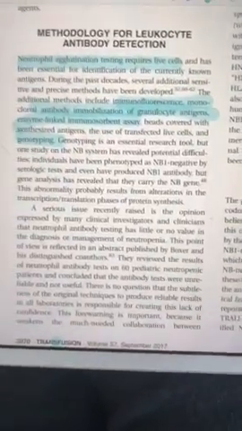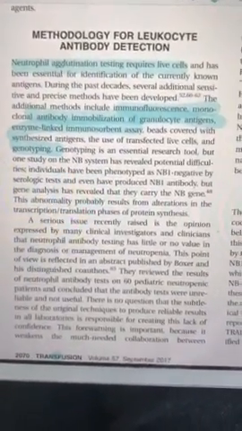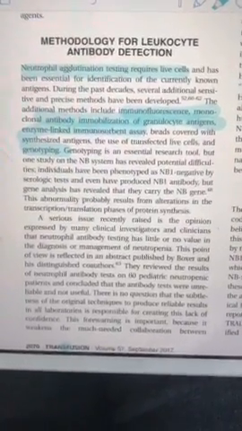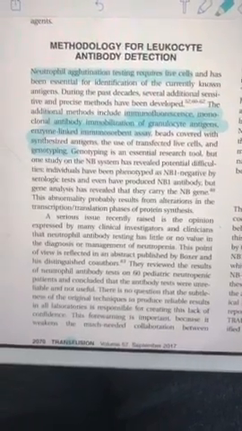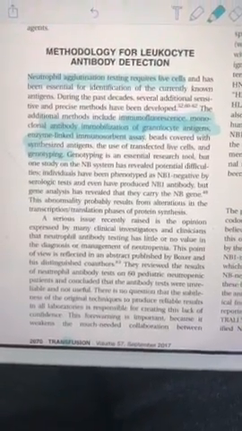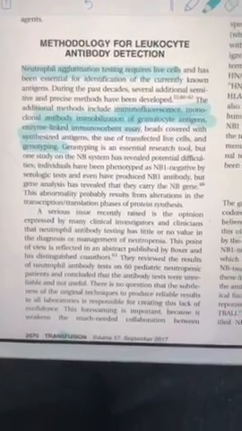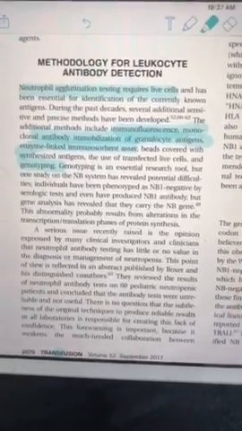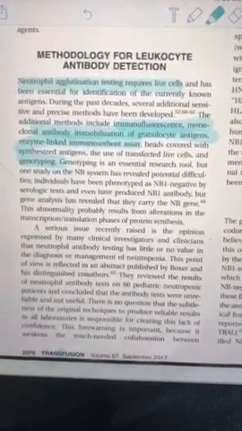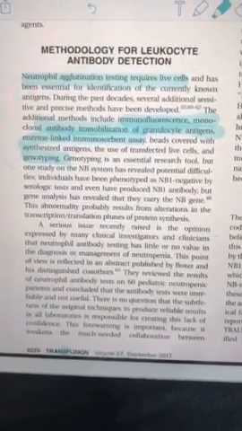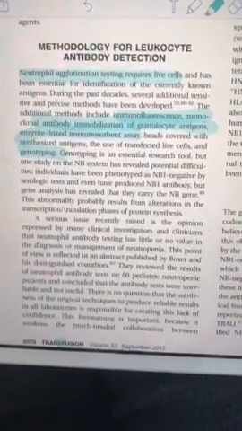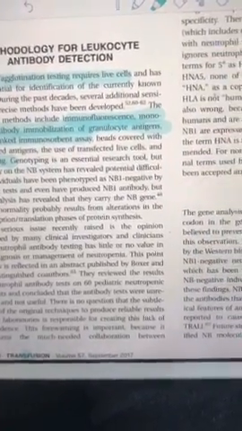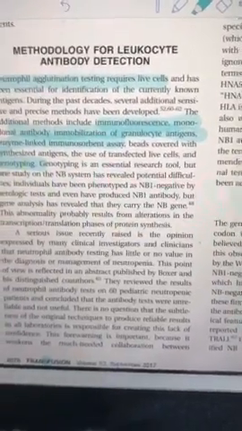Okay, I'm going to talk about the methodology for leukocyte antibody detection. In other words, the testing in the lab that we do to discover neutrophil antigens of the patient. Basically, overall in this article, you can kind of tell that neutrophil antigens are up and coming. We don't know a lot about it, and they're not very specific and sensitive yet. So basically, neutrophil agglutination testing requires live cells. So this can kind of deter and make testing difficult.